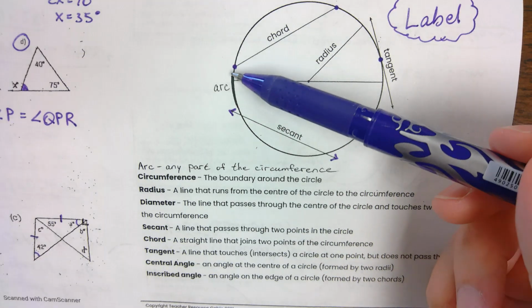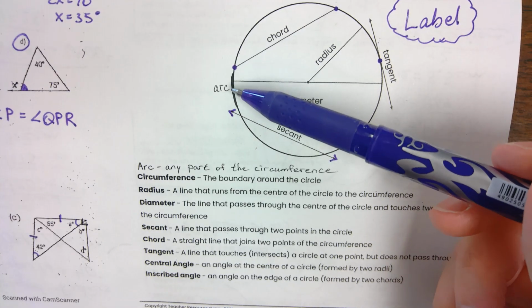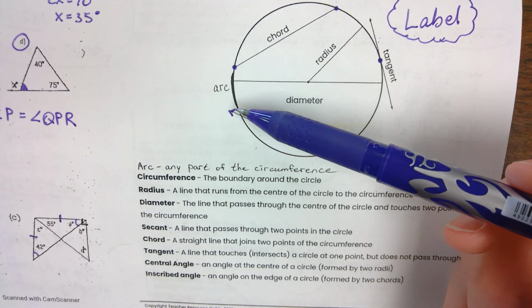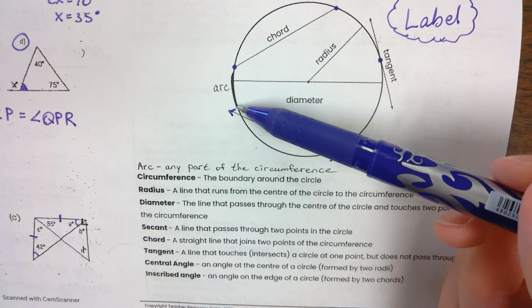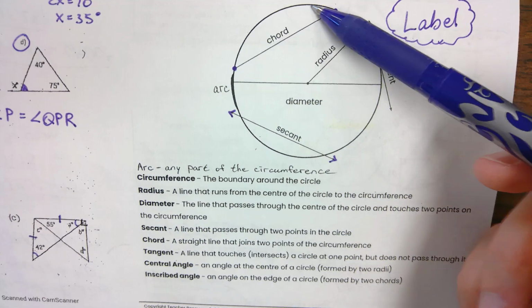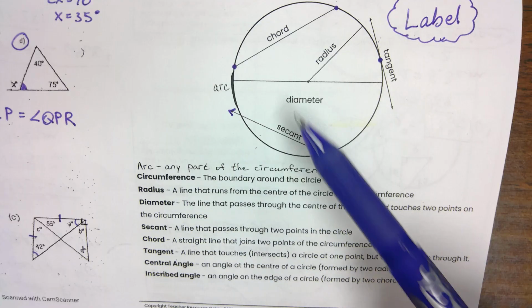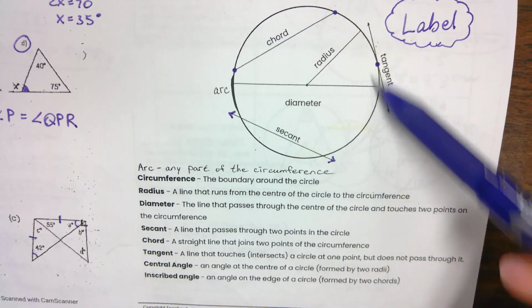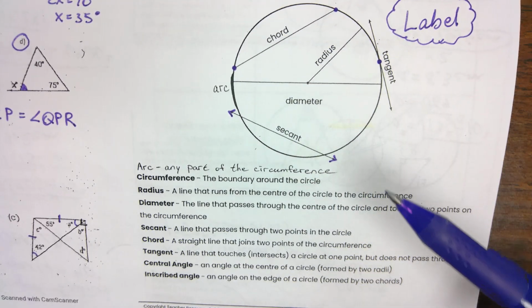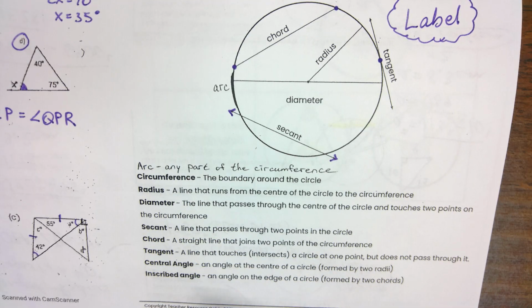Okay. So this is arc, not arch. I've seen people spell it very differently for me. And not arc with a K, so ARC. So any part of the circumference. And then as you guys know, the whole perimeter around is called the circumference. Diameter and radius, you guys know already.